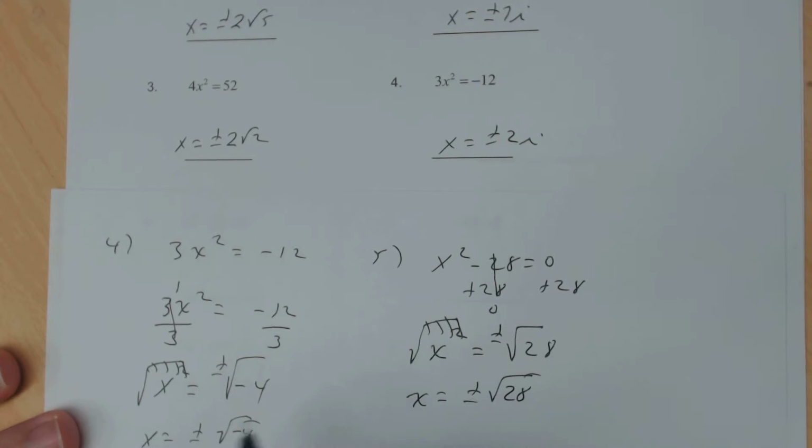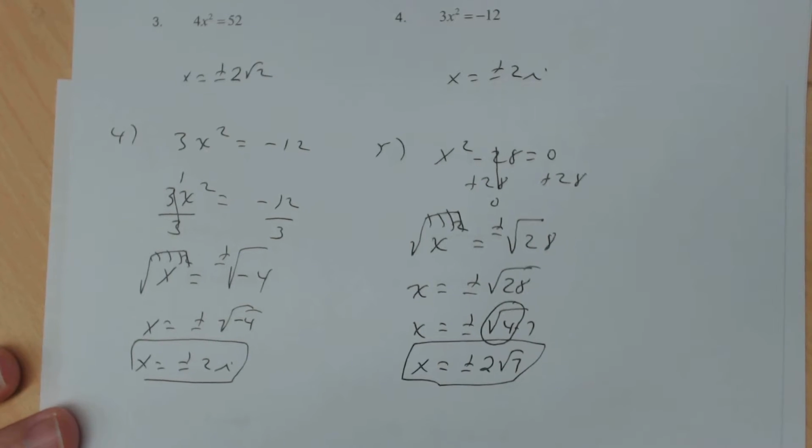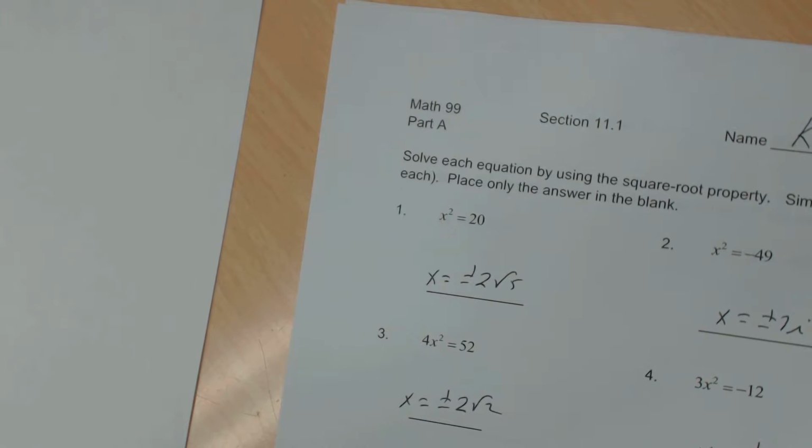And remember, you got to simplify this just like you did in previous lessons. So the largest perfect square that goes into 28 is 4. So you get plus or minus the square root of 4 times 7. And the square root of 4 is 2. So I get plus or minus 2 square root of 7. That's number 5. So number 5 is plus or minus 2 square root of 7.